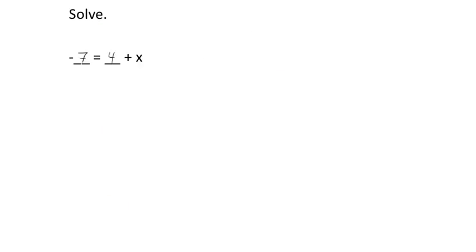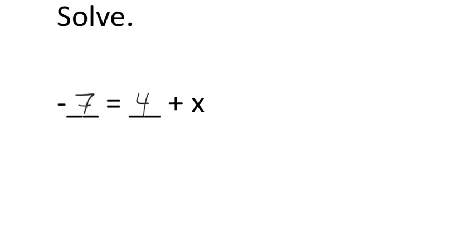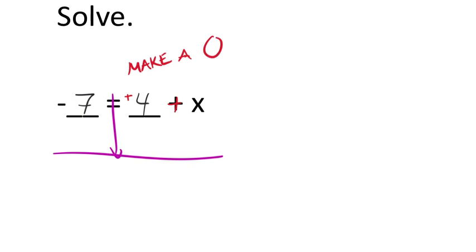All right, negative 7 equals 4 plus x. Give it a shot. Well, that's all I'm going to do as well. So, right here, I'm looking at an addition sign, even though it's really that it's positive 4. So again, I know that I'm going to have to make a 0. And again, that's purely based on the operation that's being used. I'm going to make a 0.